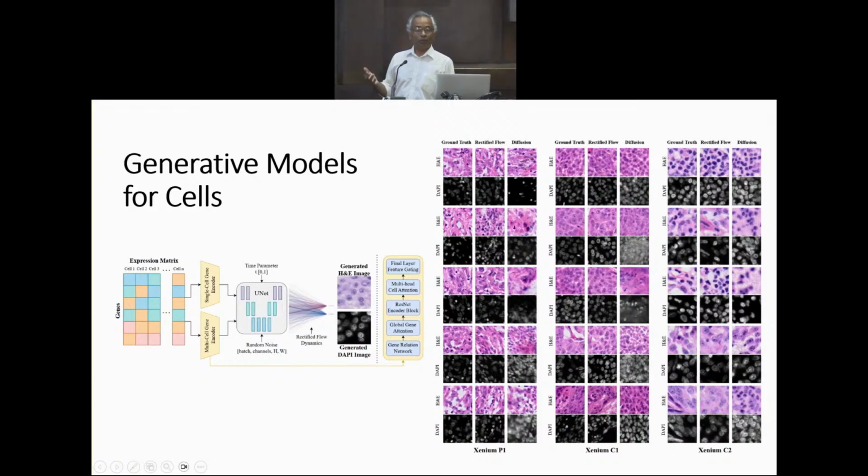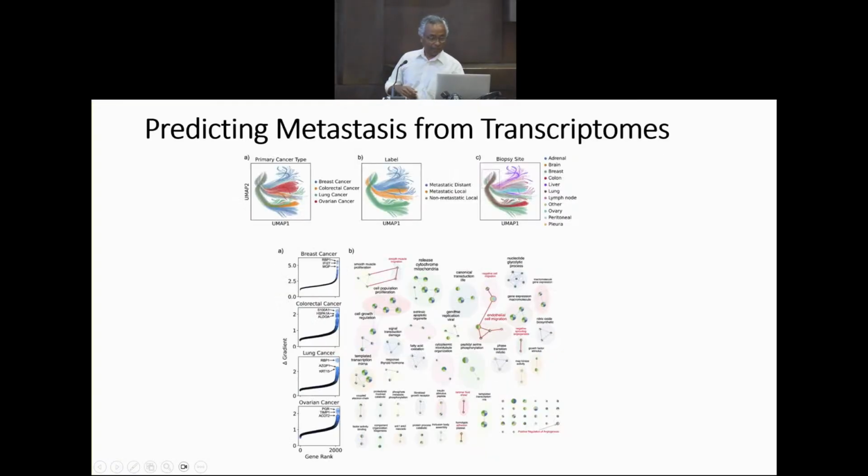And the reason you might want to do this is because if you simply give 20,000 transcripts to a pathologist, he would not know what to do with it, but you give him an image, he will immediately look at this and say, that's a melanoma. So we can do this beautifully and very simply.